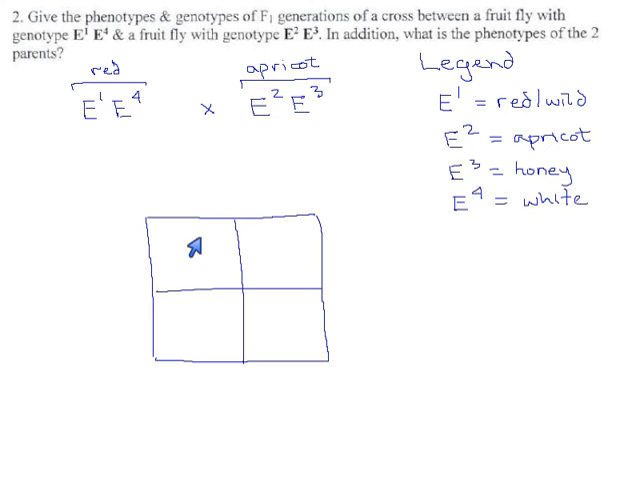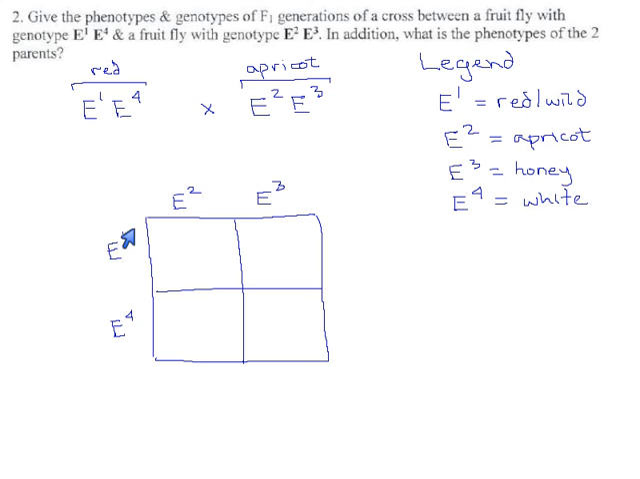So here's our Punnett square. This parent can pass on either one of these alleles. It could either give its fruit fly babies the E1 or it can give them the E4. This parent can pass on either the E2 or the E3. You don't have to have every single allele in every question, but we do today.